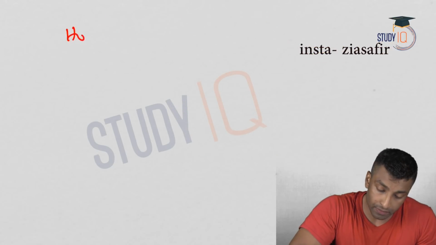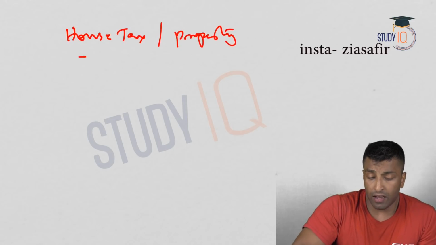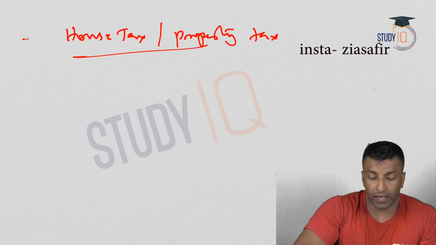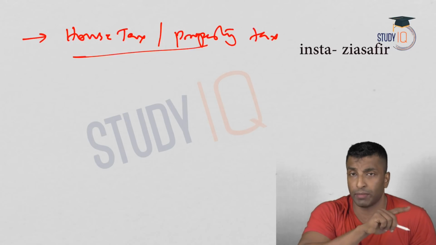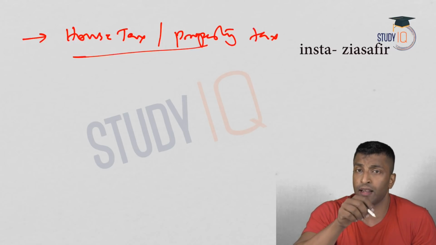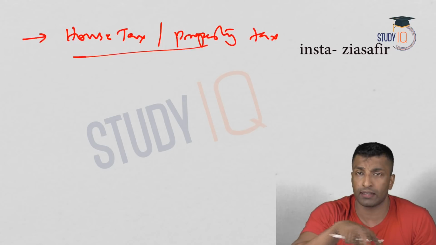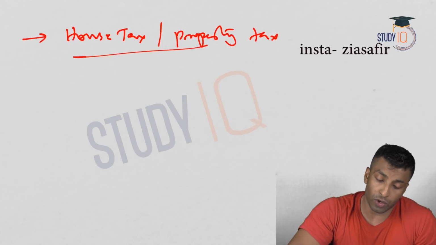Now next is house tax or property tax. When I discussed wealth tax, I have already discussed this point. So what is the difference between wealth tax and this? Wealth tax is collected by the center. This is collected by the municipality. It is under the domain of the state. Wealth tax was abolished, but this is still there, and it is one of the major sources of revenue.